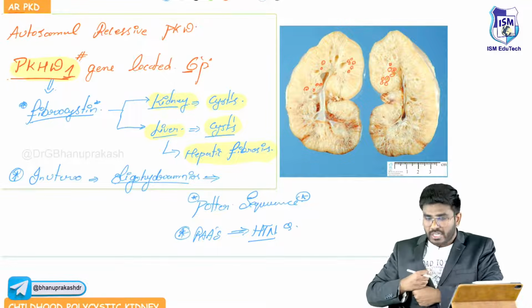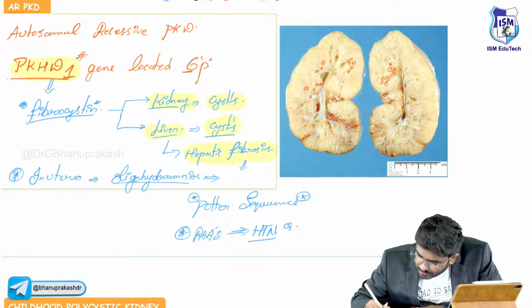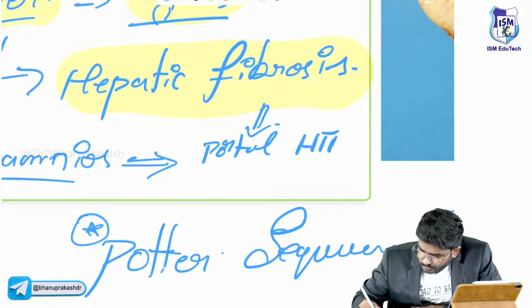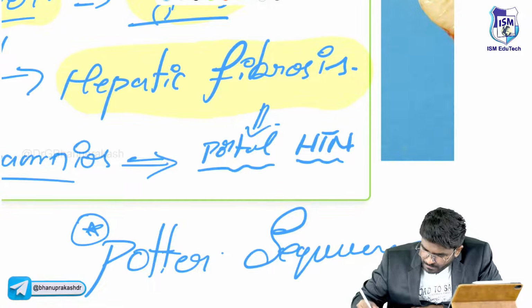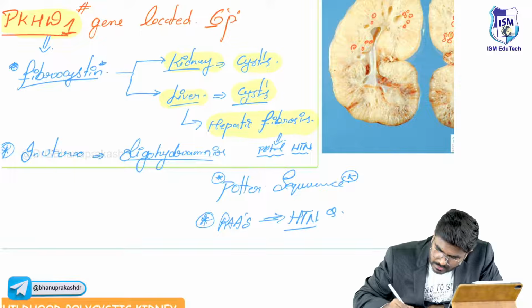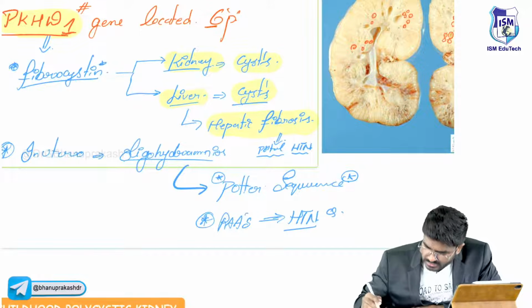Portal hypertension. Because of this hepatic fibrosis, the patient can even develop portal hypertension, sir. True. Portal hypertension can be seen because of the hepatic fibrosis, not because of oligohydramnios. Okay, oligohydramnios is going to show the Potter sequence.